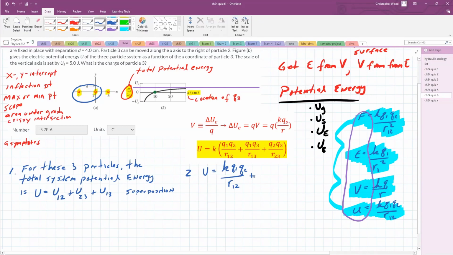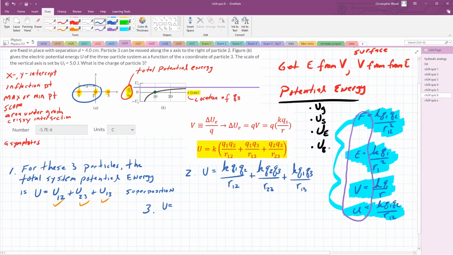So what's the potential energy between particle 2 and 3? It's K, follow the subscripts, Q2, Q3 over R23. And last but not least, I've dealt with this term, this term. Now it's time for the potential energy between 1 and 3. Follow the subscripts: K, Q1, Q3, all over R13. And then that's it. So that's number 3, the potential energy.